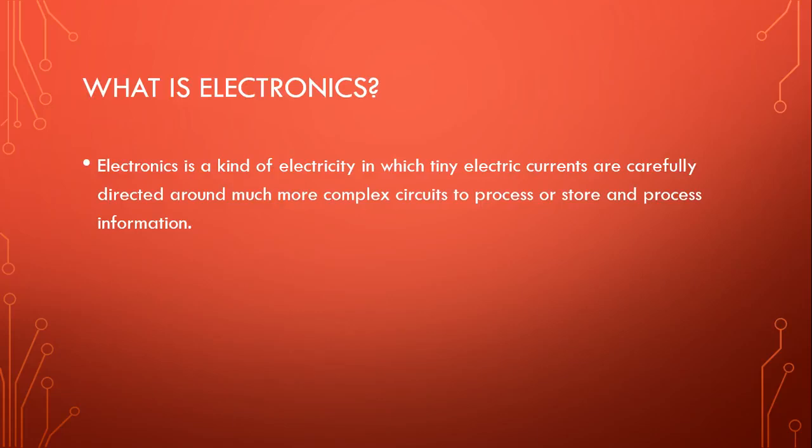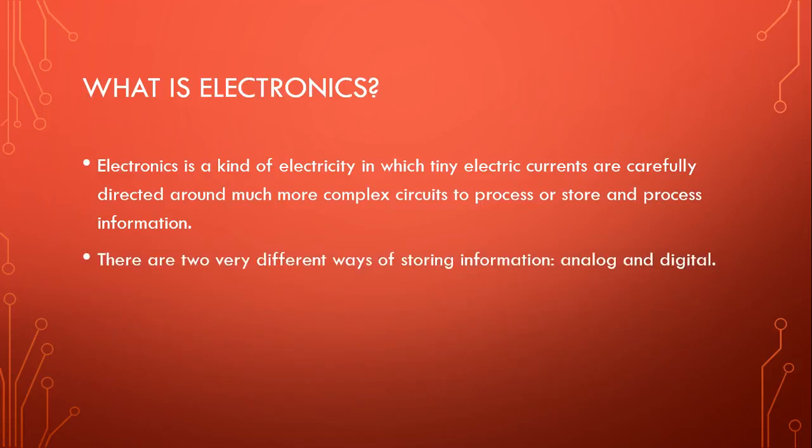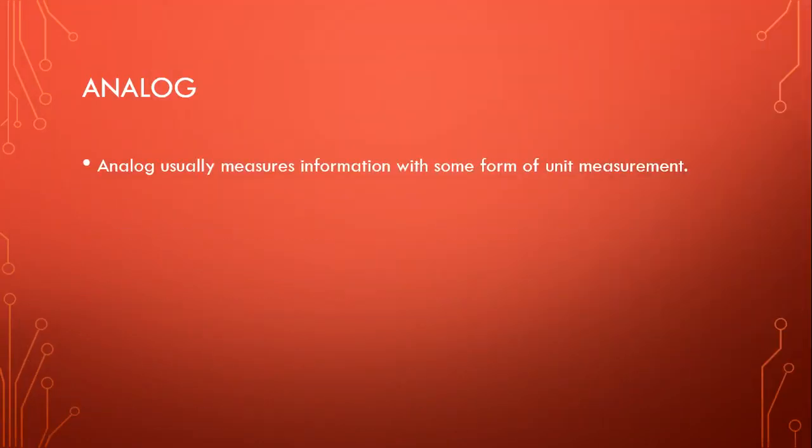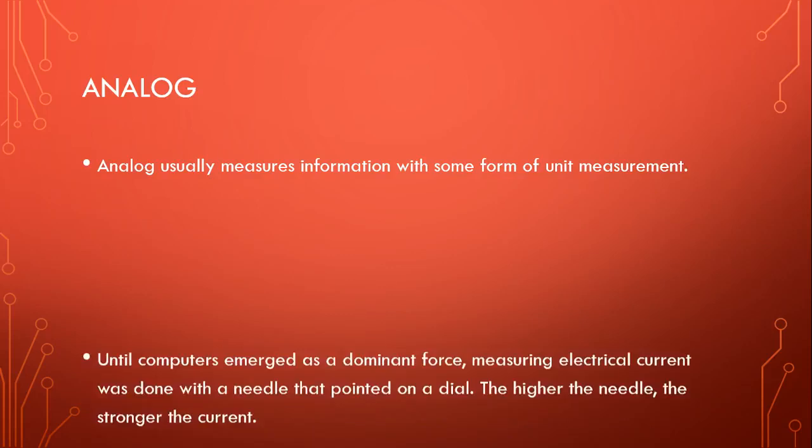Electronics is a kind of electricity, really, in which tiny electric currents are carefully directed around much more complex circuits in order to process or store and process information. There are two very different ways of storing information. Those are typically either done through analog means or through digital means. When I'm talking about analog, this usually measures information with some kind of unit measurement, whether it be something like decibels or something like hertz.